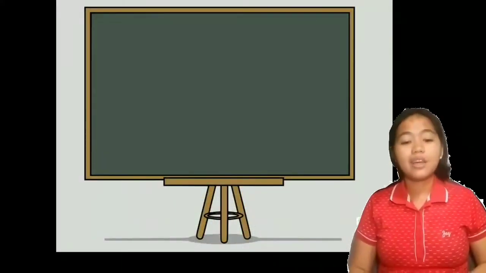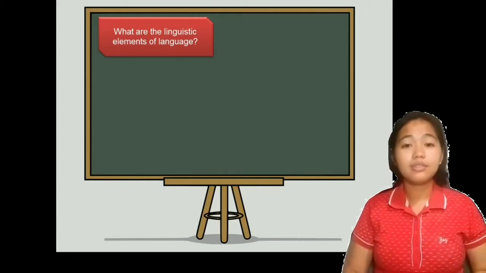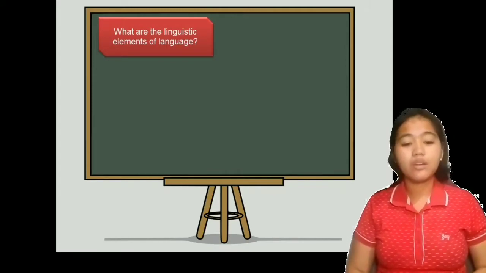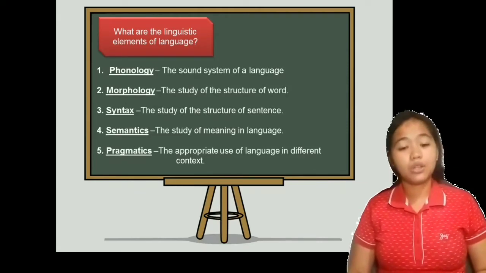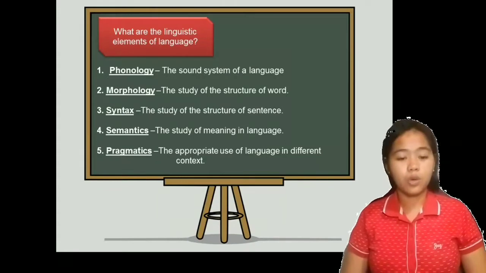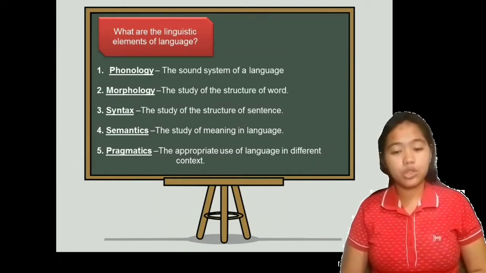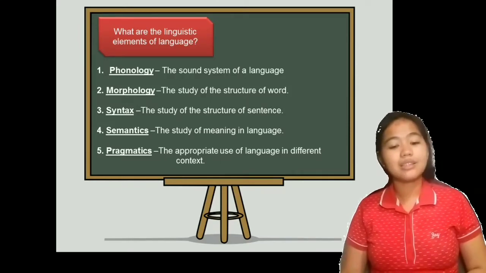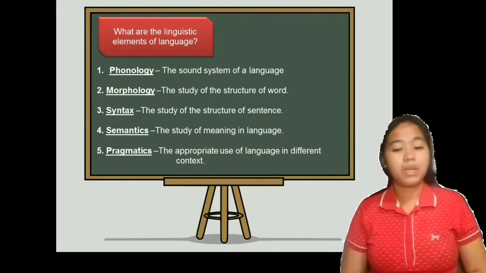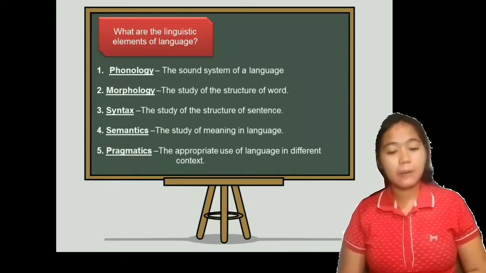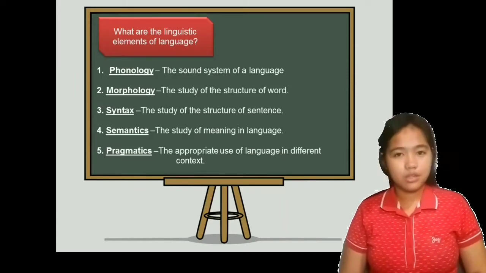Then the second one, what are the linguistic elements of language? So we have 5 linguistic elements. First, we have phonology, the sound system of a language. The second one is morphology, the study of the structure of words. Syntax, the study of the structure of sentences. Semantics, the study of meaning in language. And pragmatics, the appropriate use of language in different contexts.